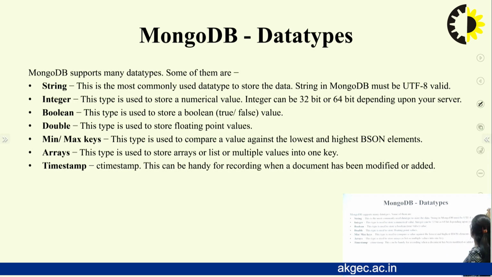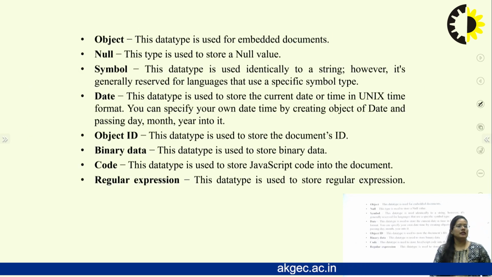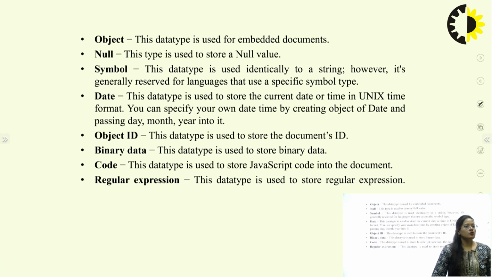Next is object. This data type is used for embedded documents. Null stores a null value. Symbol is used identically to a string. However, it's generally reserved for languages that use a specific symbol type. Date stores the current date. Object ID is used to store the document ID. Binary data is used to store binary data. Code is used to store JavaScript code into the document. And the last one is regular expression. This data type is used to store regular expressions.